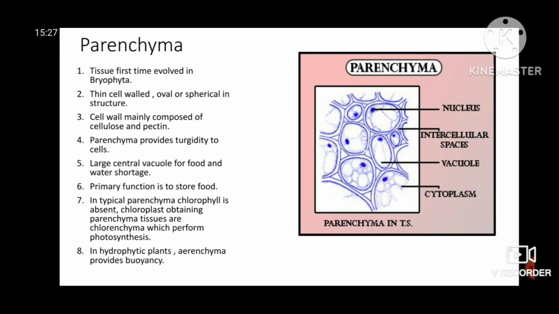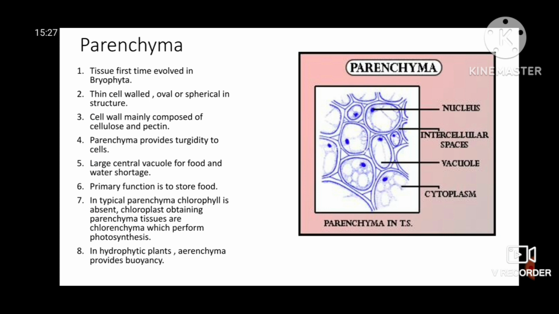So starting with the permanent tissue, it is divided into simple permanent tissue and complex permanent tissue. Simple permanent tissues are protective and supporting, and the tissue is composed of a single type of cell. Firstly, it is parenchyma.